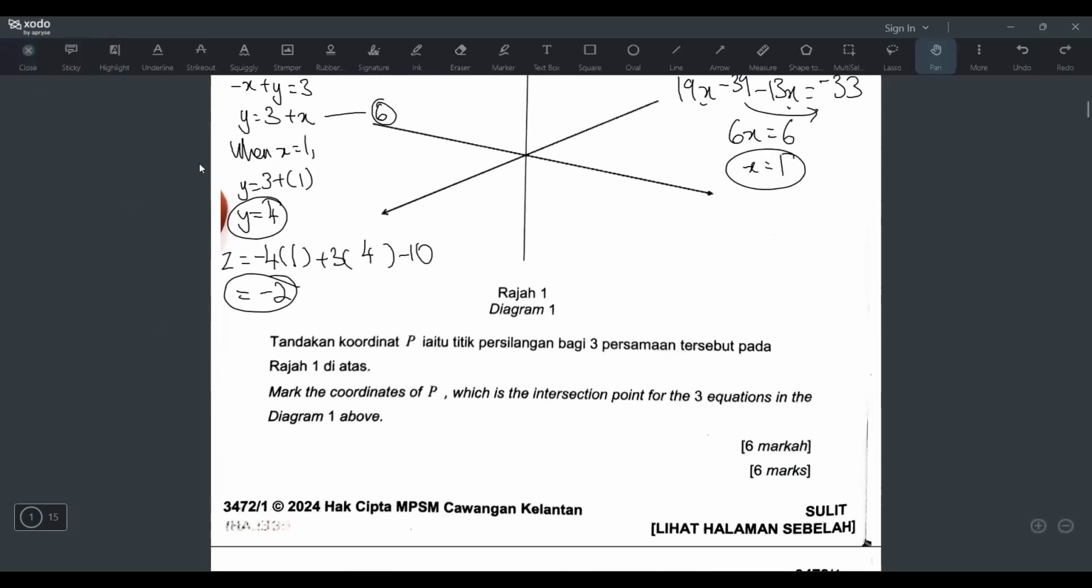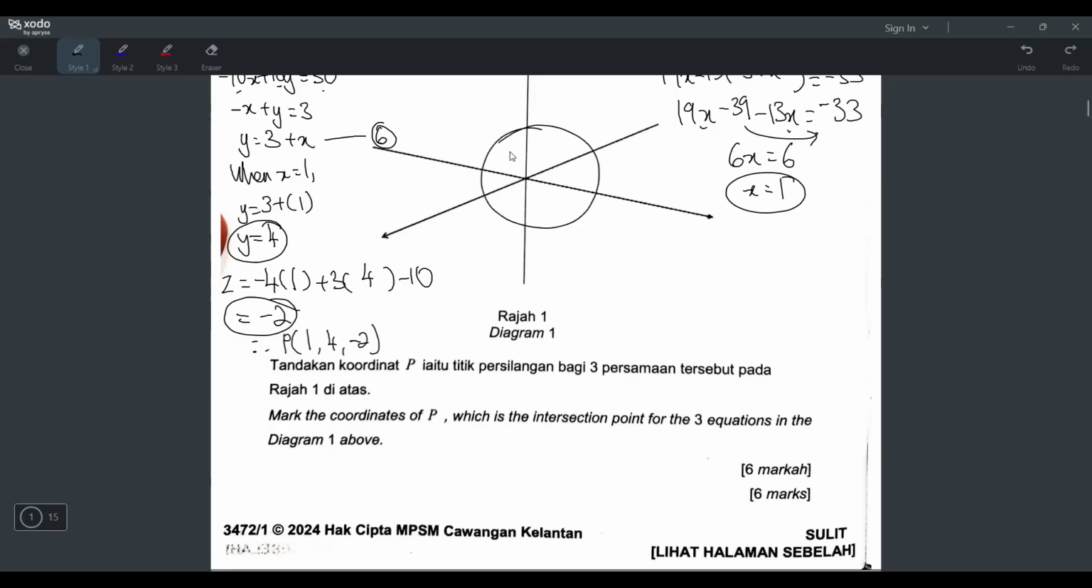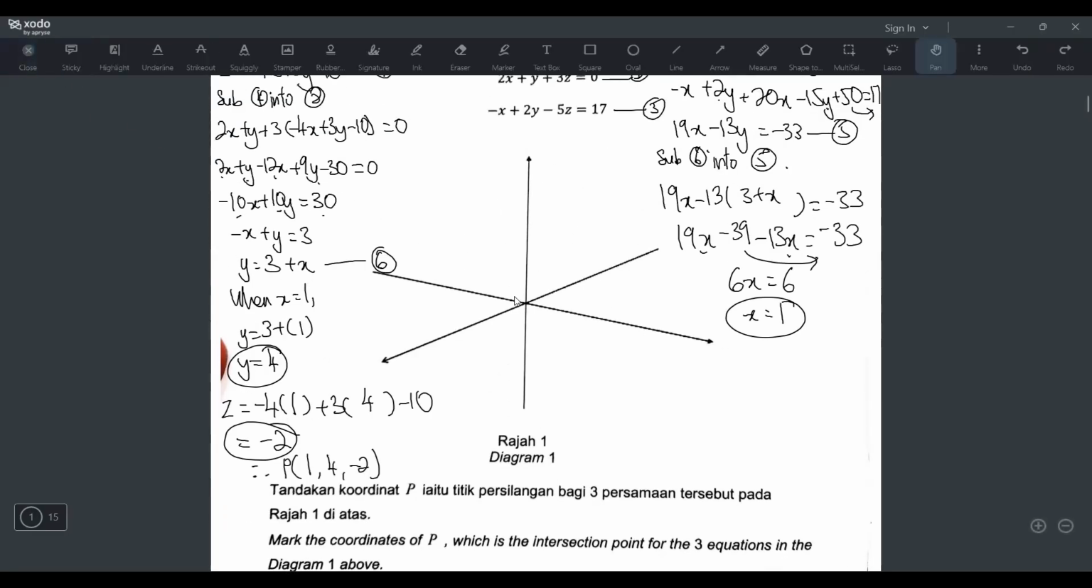So they mentioned here just now, coordinate P is the intersection of these three equations. So your P coordinate, you already get it. Your P coordinate will be 1, comma, 4, comma, negative 2. 1 is the x coordinate, 4 is the y coordinate, negative 2 is the z coordinate. But the question asked you to mark the coordinate in the diagram, in this diagram, right? So you will not get full marks if you just write down the working like this. If you want to get full marks, you still have to mark the coordinate here, right?